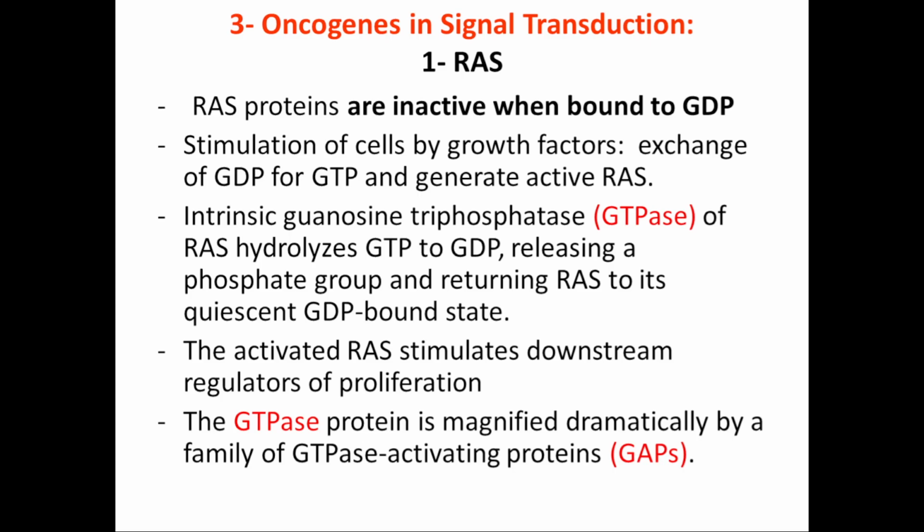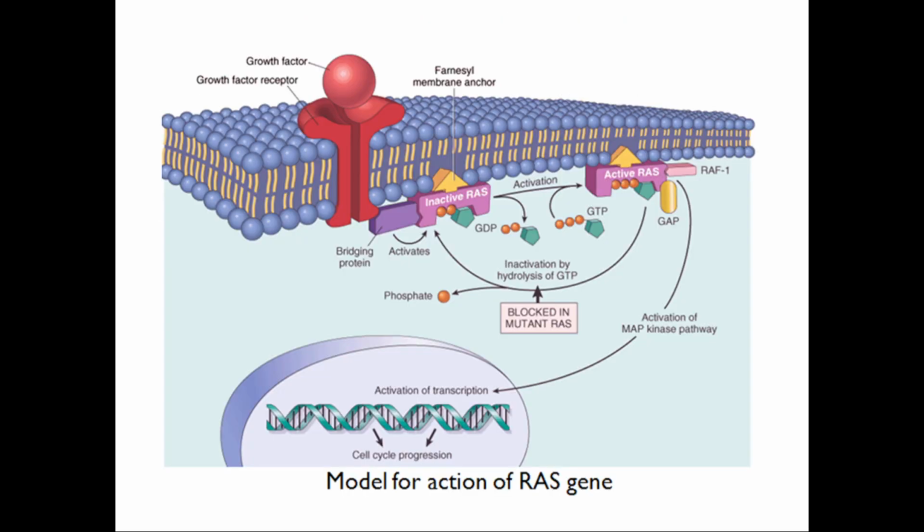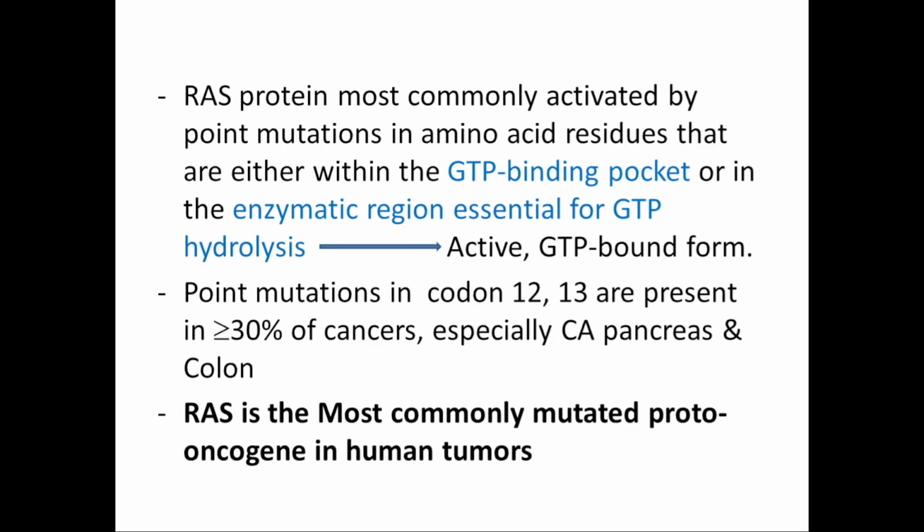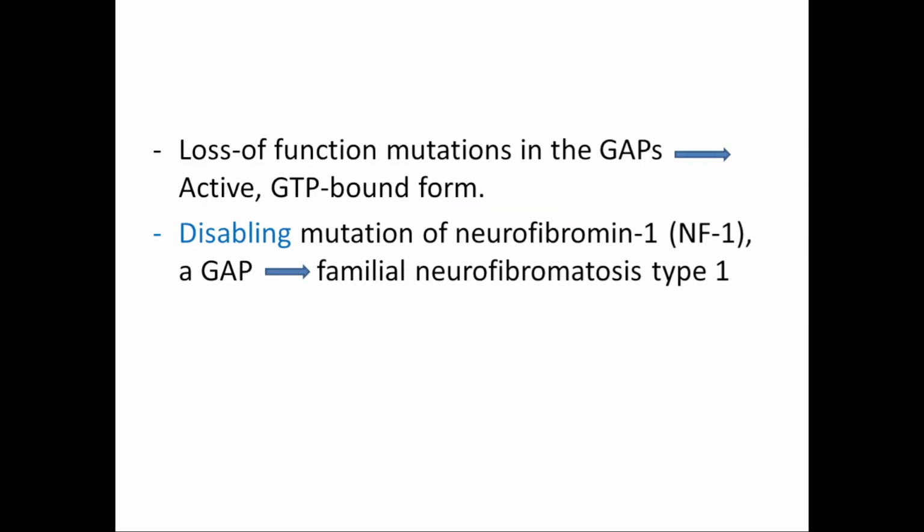GAPs, opposite to RAS, activate the GTPase, which removes a phosphate group from GTP and converts it to GDP, returning RAS to the inactive form. RAS protein is most commonly activated by point mutation of amino acid residues within the GTP binding pocket or the enzyme, which are essential for GTP hydrolysis. This prevents hydrolysis of GTP, so you see constant activation or constant binding by the GTP binding pocket. Point mutations are present in more than 30% of cancers like pancreas and colon, and RAS is the most commonly mutated proto-oncogene in human tumors. So RAS is very commonly involved in human tumors.